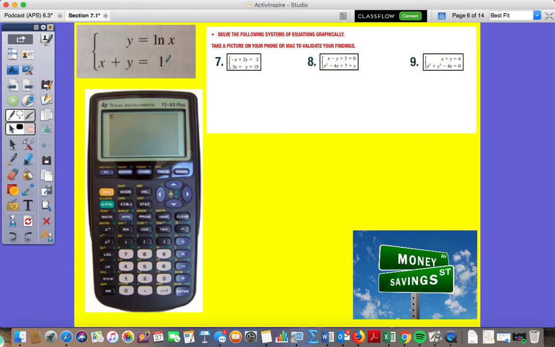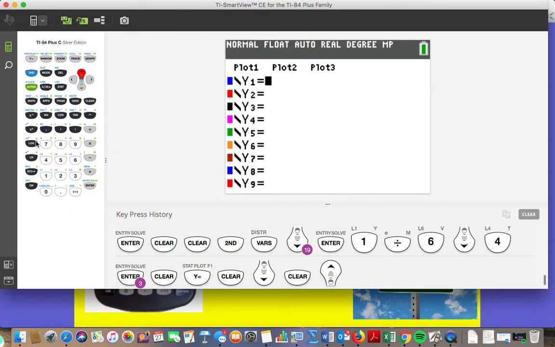Subtract x, right? So each of these values needs to be y equals something. So we're going to plug both in. The first one will be y equals ln of x, and the second one will be 1 minus x. Good. Okay, so let's go to ln.